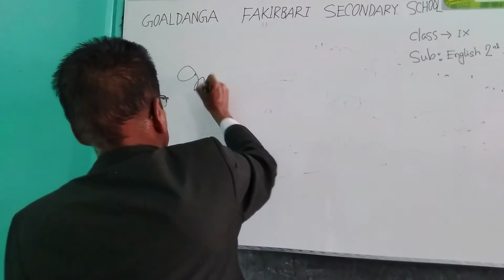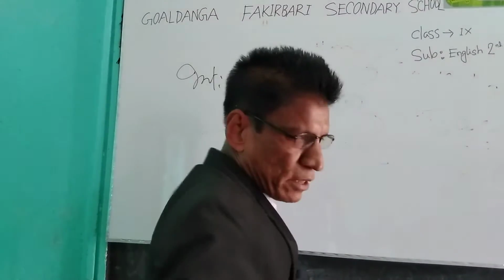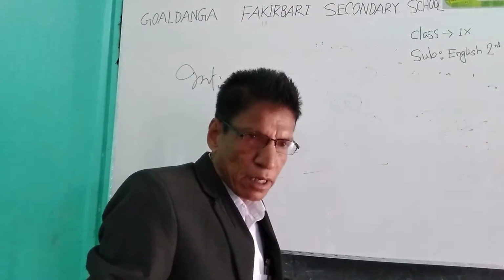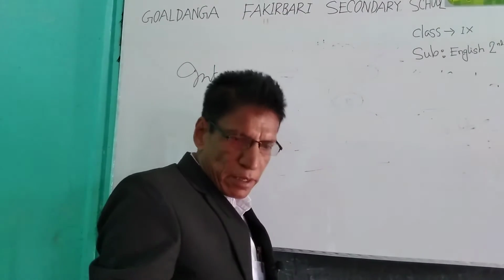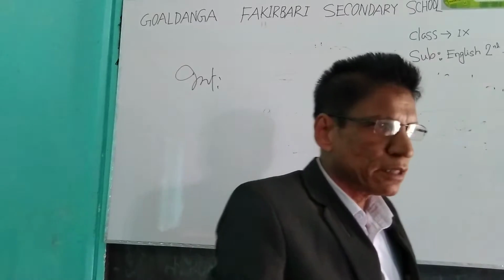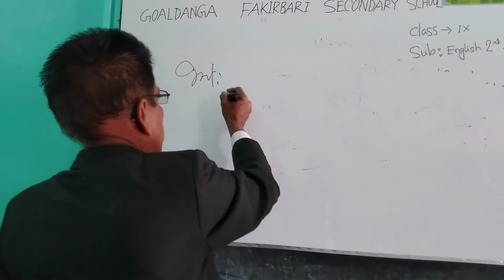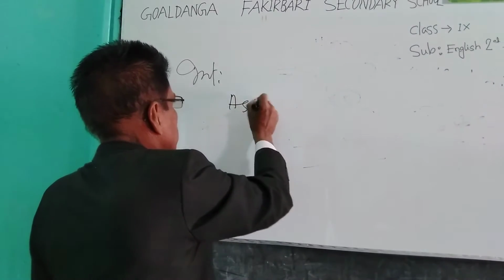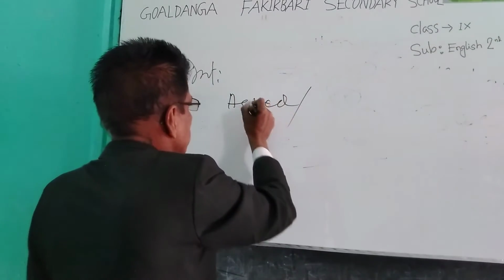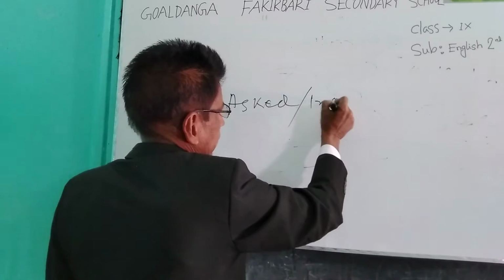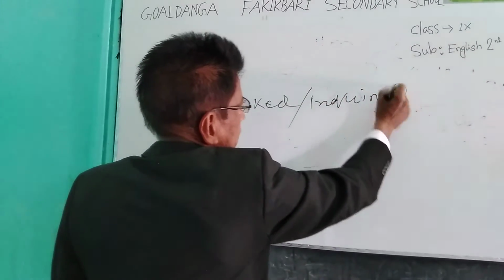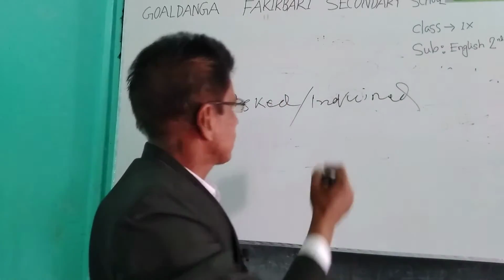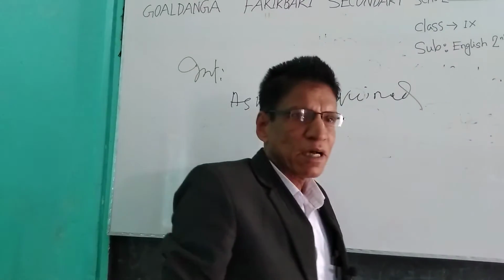Now interrogative sentence. Interrogative sentence means asking a question. That is, what is your name? How are you? Asking questions. And the rules of changing from direct to indirect narration: we can use asked or inquired instead of said or said to. That is the reporting verb. Asked, and that will be omitted in this sentence.